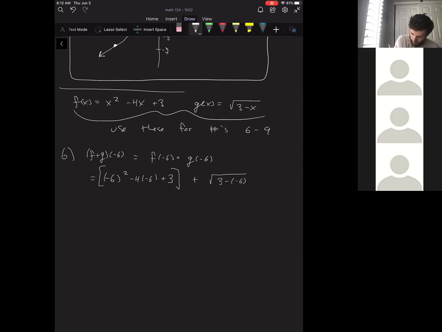So here we're going to get 36, let's see, 6, 12, 18, 24, plus 24, plus 3, and then that's plus the square root of 9. So what do we have there? We have 63 plus 3, which is equal to 66.